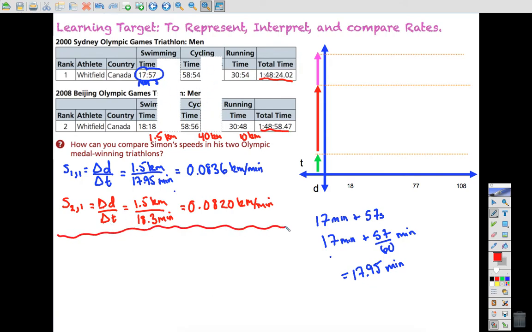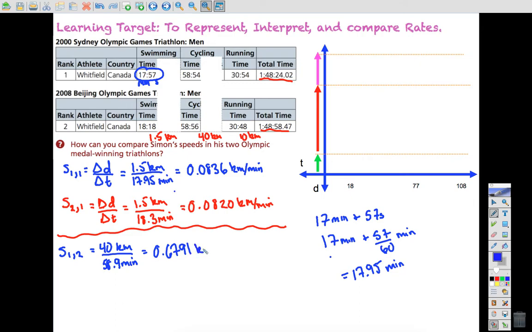Just to make sure you're solid with this, I want to do one more example. So I'm going to do his first trial, or his first run, his second leg of his trip. So the change in distance this time, because we're cycling, is 40 kilometers. His change in time is 58 and 54 60ths. So 58 plus 54 out of 60, and that gives me 58.9. So he did this in 58.9 minutes. Again, expressing that as a unit rate, we would take 40 divided by 58.9, and that gives me 0.6791.